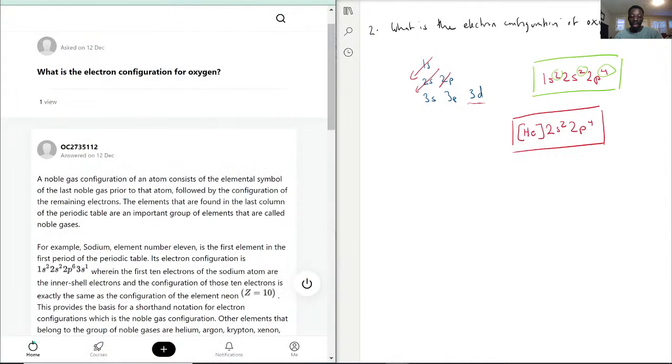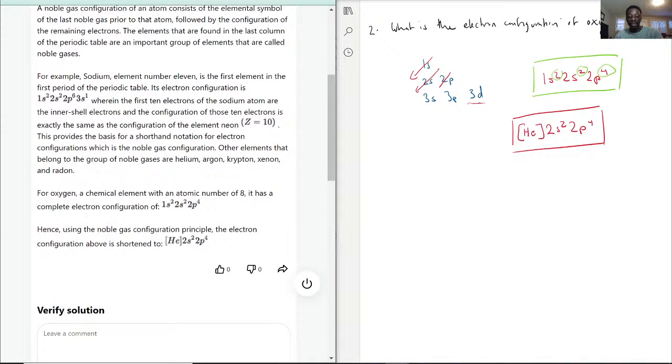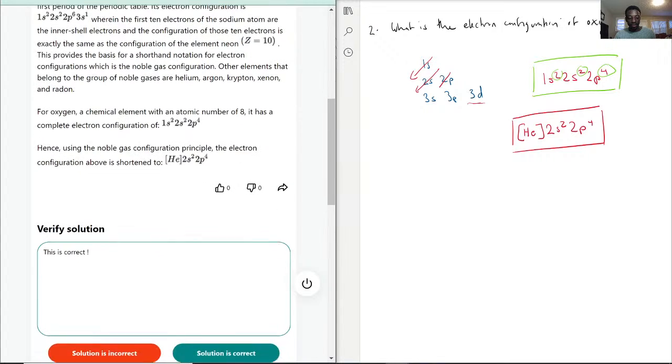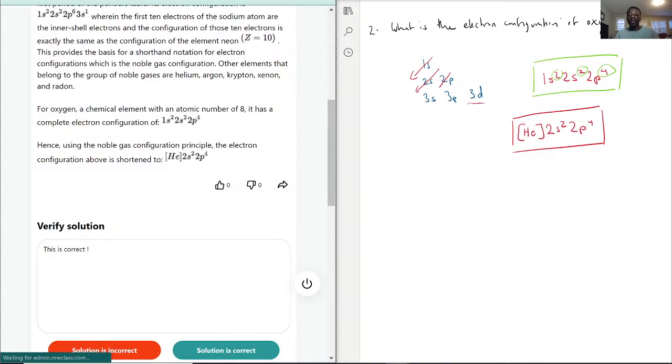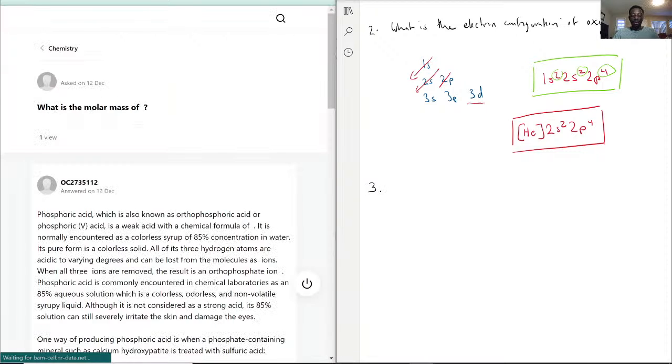So with that being said, though, let's see. Oxygen, exactly. Chemical element with atomic number of 8, 1s2, 2s2, 2p4. Perfect. As you can see, here is their noble gas notation as well. It's [He] 2s2, 2p4. So, with that, let's move on to question number 3.